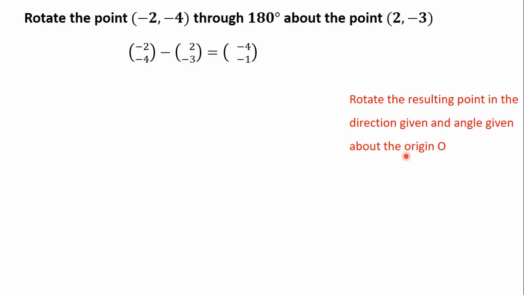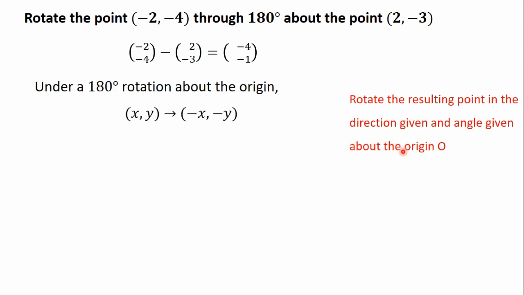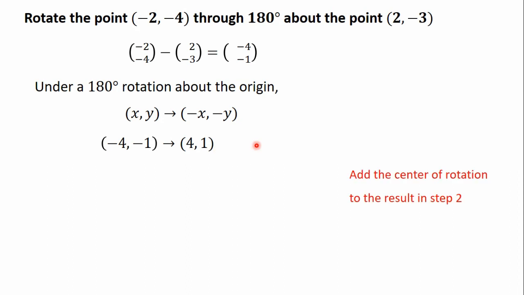We have already learned how to do that. We have learned that under a 180 degrees rotation about the origin, the transformation is (x, y) mapped to (-x, -y). So we are going to use this transformation to rotate the point (-4, -1). So (-4, -1) under this transformation will give us (4, 1). Let's look at the third and final step. It says that we should add the center of rotation to the result in step 2. The result in step 2 is (4, 1).